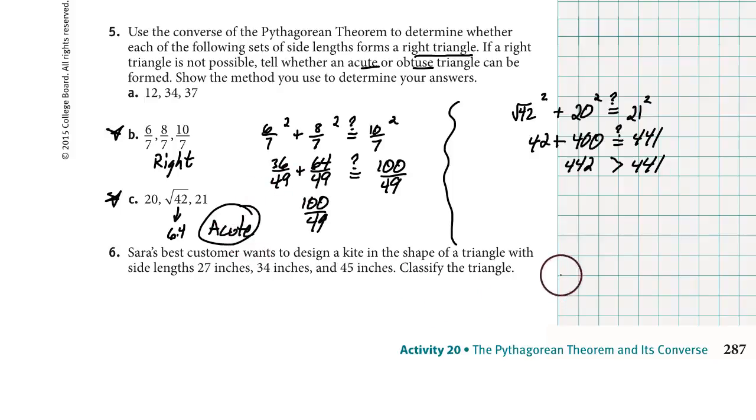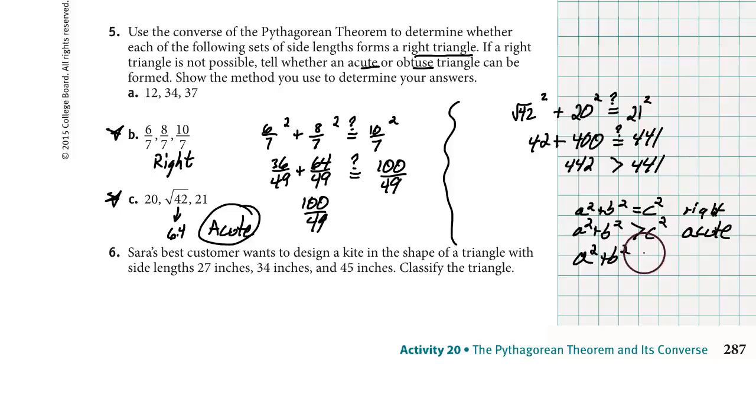Let's take some notes on that. When a squared plus b squared is equal to c squared, it's a right triangle. When a squared plus b squared is greater than c squared, it's an acute triangle. All angles are less than 90 degrees. And the third case, when a squared plus b squared ends up less than c squared, that's when you would have an obtuse triangle. So I'll pause the video for you to write down these notes right here.